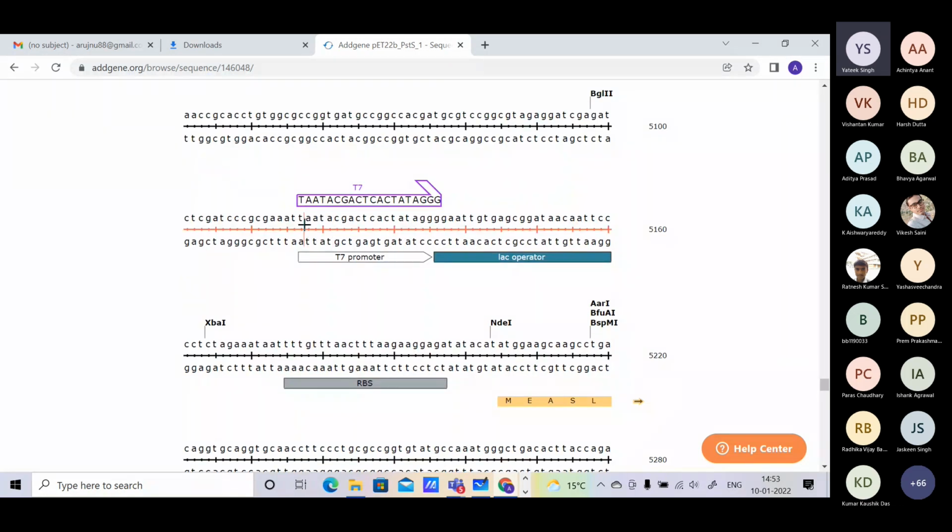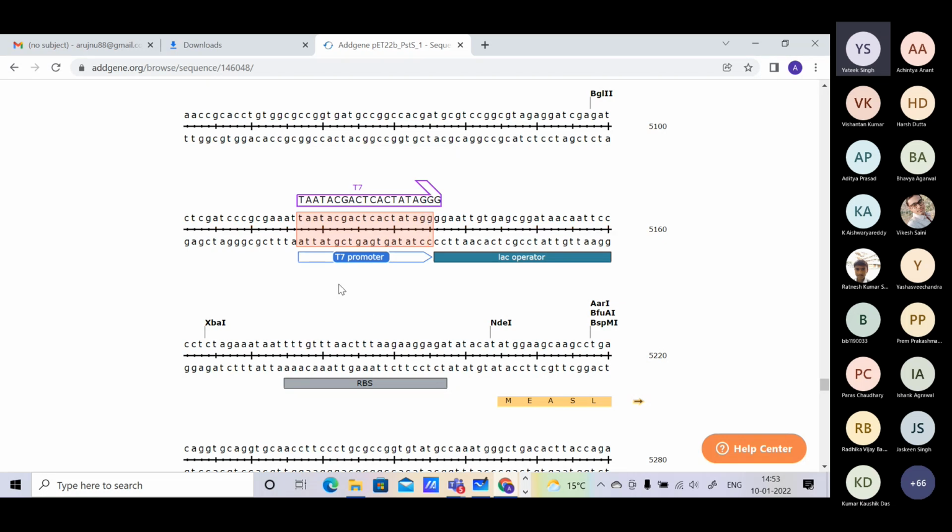If you click on this part, you see the promoter sequence has been highlighted. So when somebody asks you what is the T7 promoter sequence in this particular vector, you have to write down these sequences: TAA, TAC, GAC, TCA. And when somebody asks you to write down the promoter sequence with 10 base pairs upstream, you have to count from here up to 10, and write down the whole sequence up to here. Is it clear?